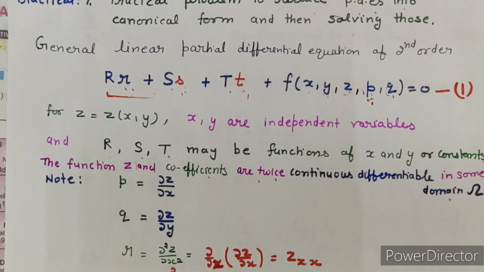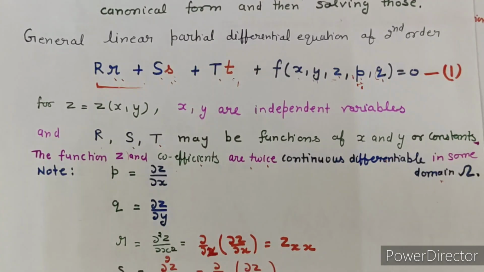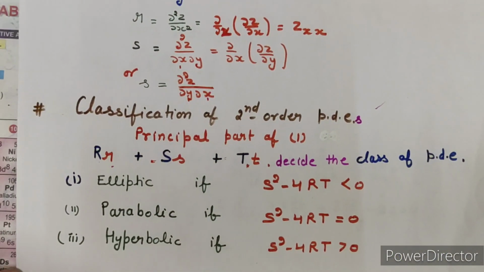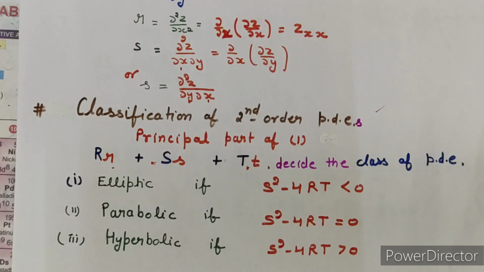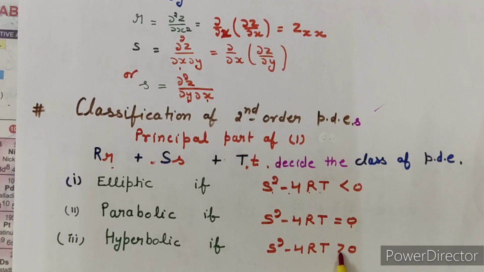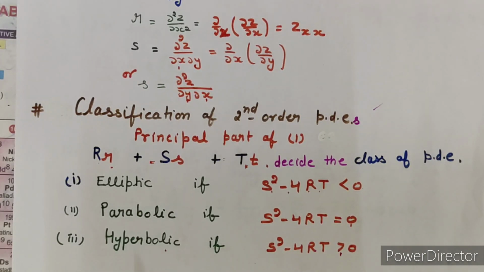This principal part decides the classification of the linear partial differential equation of second order. Here I identify the values of capital R, capital S and capital T. The partial differential equation is elliptic if the value of S square minus 4RT is negative, and if this is equal to 0, then the equation is known as parabolic in nature. If this value is greater than 0, it is called hyperbolic.